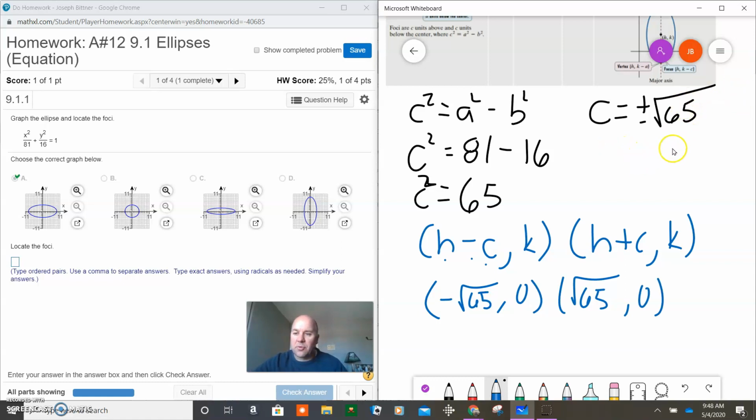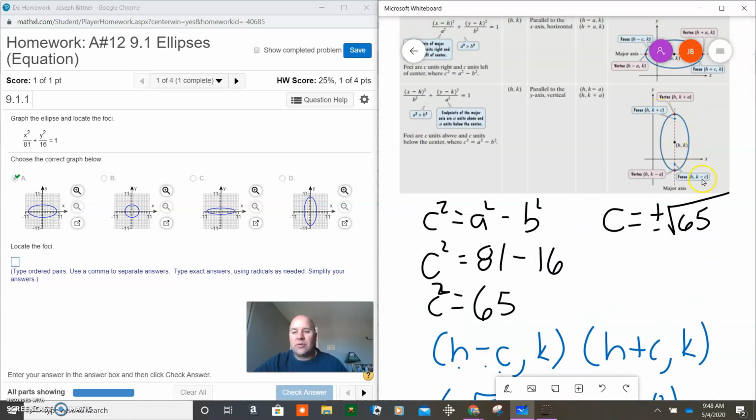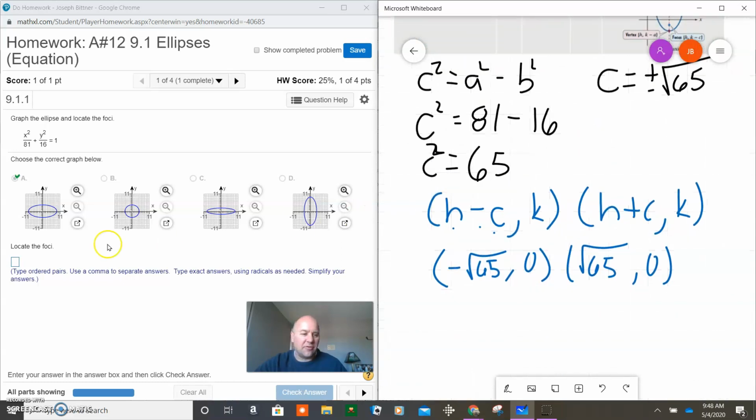You don't have to do too much more work on this. Just do notice, though, if you do have an ellipse going up and down, you do it to the y value. You do k plus c and then k minus c, and you get the value there.